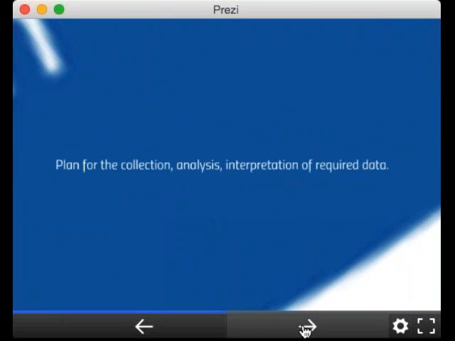After that, we want to plan for the collection, analysis, and interpretation of required data. And again, this is really the heart, I think, of the special skill set. This is where you need folks. It's helpful to have folks at the table who have some type of well-developed skills, because you notice that there are a couple different steps in this step, right?